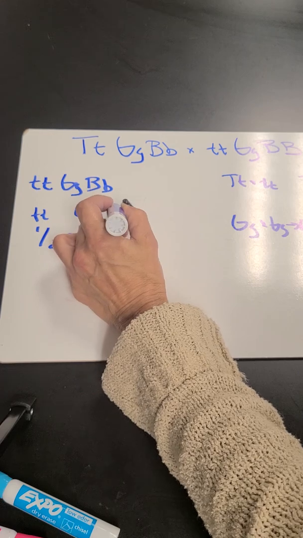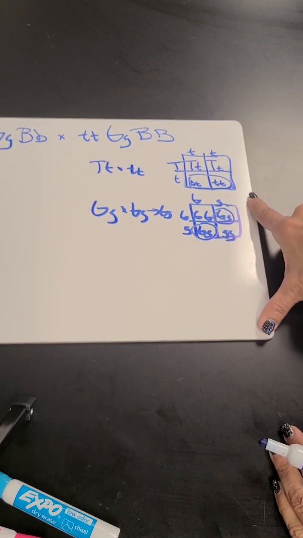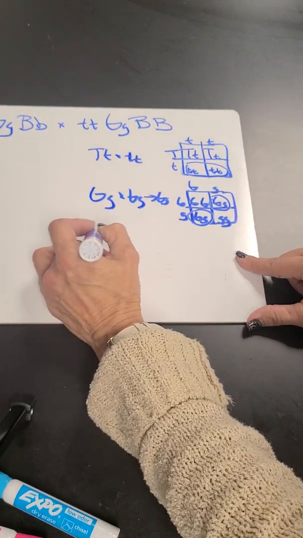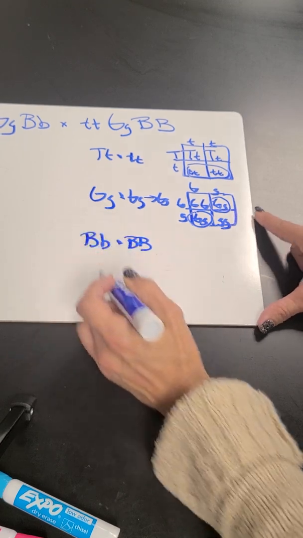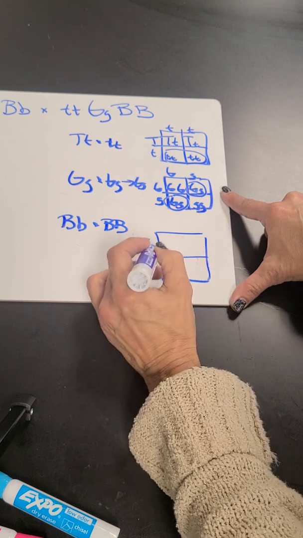So now my last one, I'm looking for that big B, little b. And you might think, oh, well, that's 1/2. Well, no, because my parents are different. I have a heterozygous parent and a homozygous dominant parent. So this gives me a different Punnett square right here.